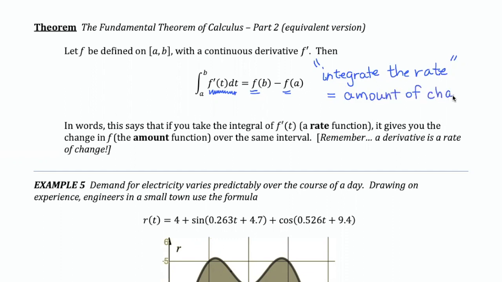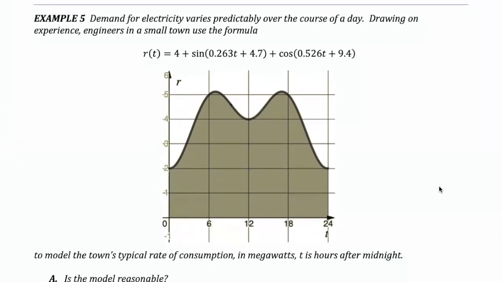So this is how we have a lot of different applications, where if you know the rate at which something is happening, you can calculate how much it's going to change over a time period. So in this example 5 from your textbook, it says demand for electricity varies predictably over the course of a day. Drawing on experience, engineers in a small town use the formula, and then you have this rate formula, which is quite a mouthful. And it says to model the town's typical rate of consumption in megawatts t hours after midnight. So on this axis, we have hours after midnight. And on the other axis, we have the rate, which is measured in megawatts.